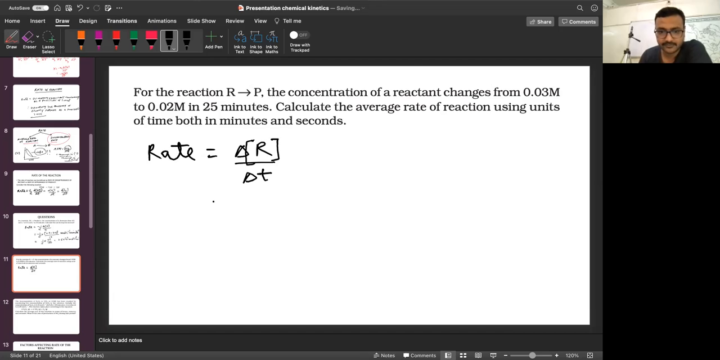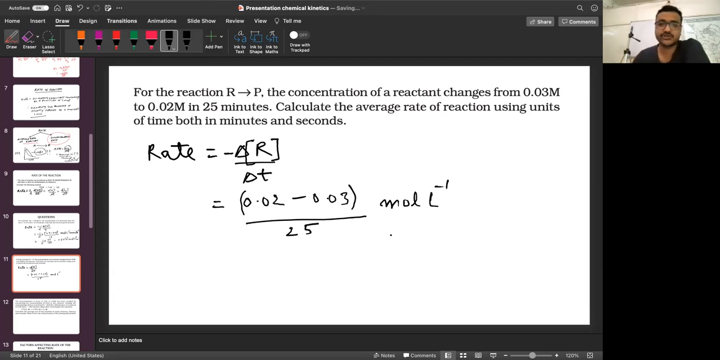delta t. What is the initial concentration? 0.03, and what was the final concentration? 0.02. So 0.02, you have to put minus here. 0.02 minus 0.03, and the time is 25 minutes. The unit will be mole. Okay, please pay attention to the units.